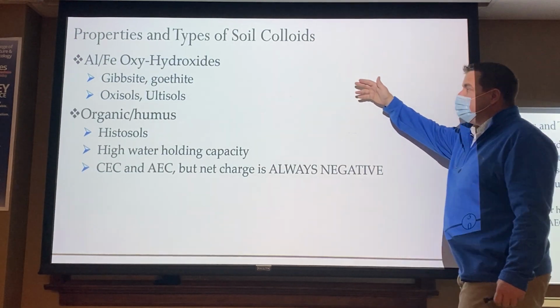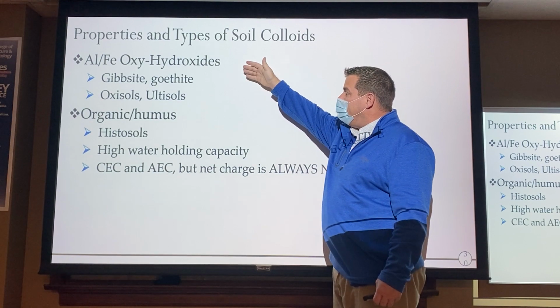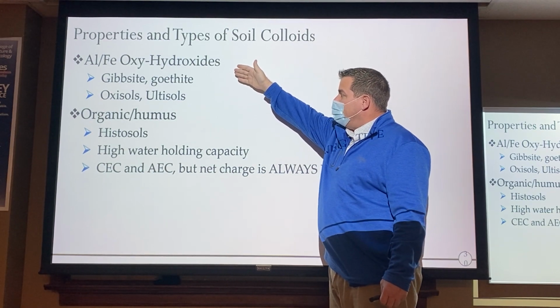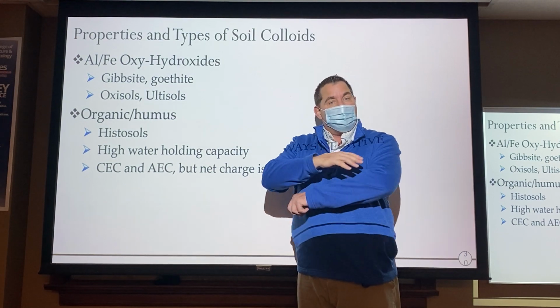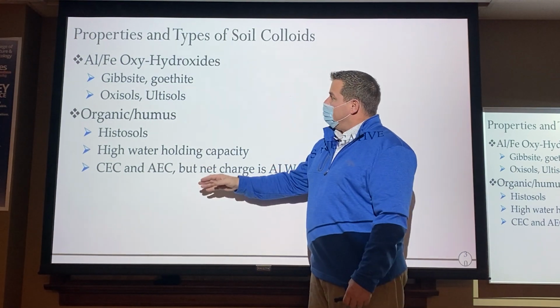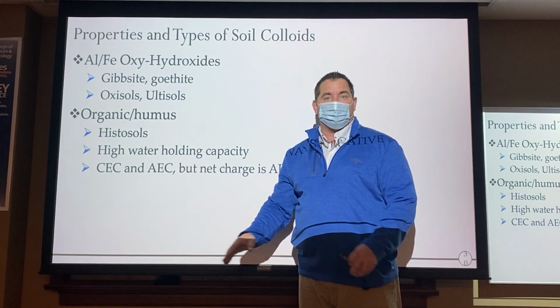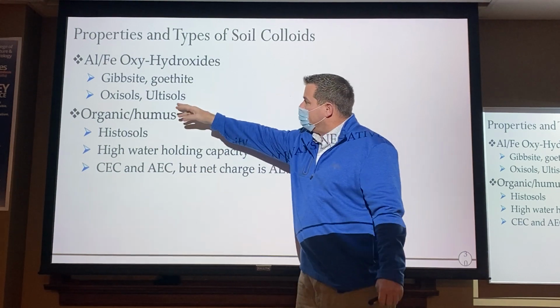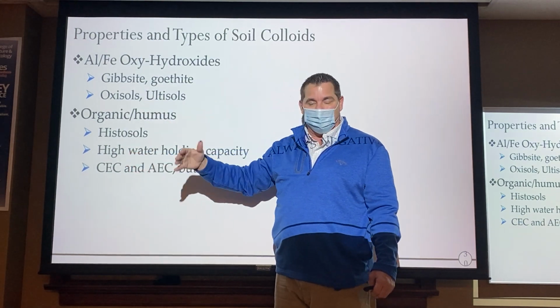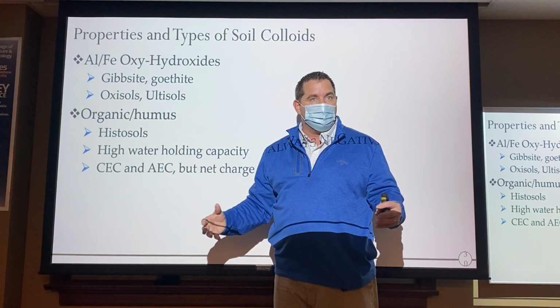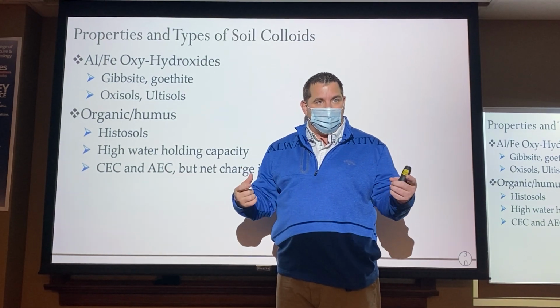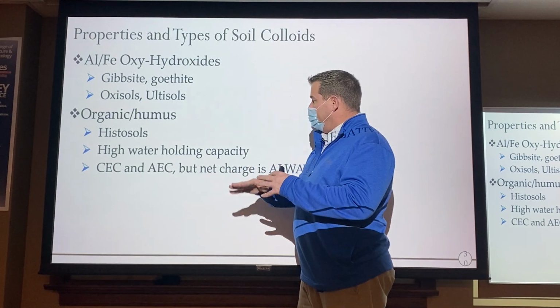Next we have aluminum and iron oxyhydroxides. You might see this in, let's say, Georgia, where you see some of that red clay, or maybe in Brazil. Brazil has a big problem with these oxisols. They're highly weathered. There's nothing left there but a basic shell of aluminum, oxygen, and hydrogen in the structure.